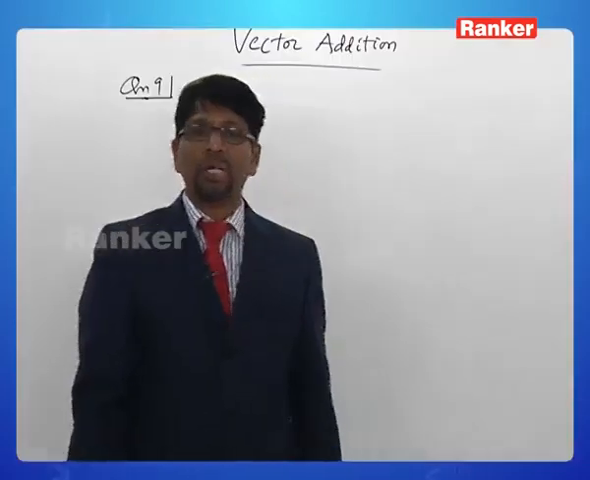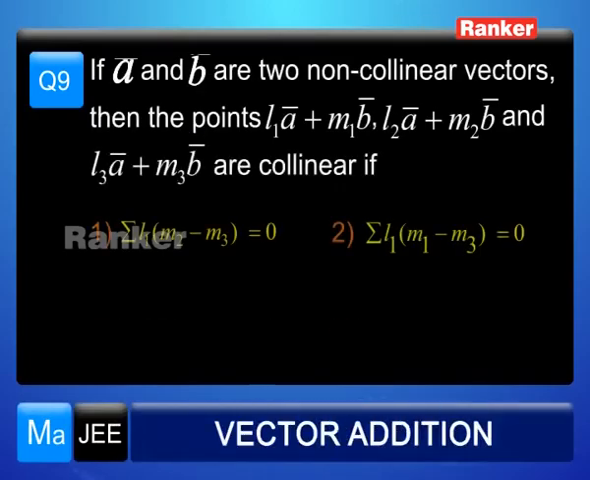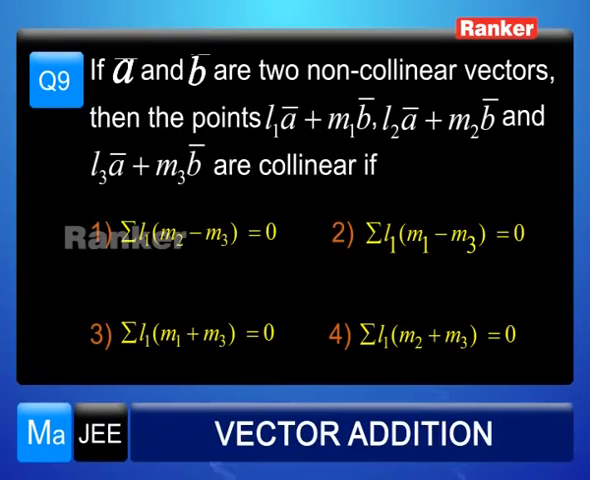If a bar and b bar are two non-collinear vectors, then the points L1 a bar plus M1 b bar, L2 a bar plus M2 b bar and L3 a bar plus M3 b bar are collinear if, first option, sigma of L1 into (M2 minus M3) is equal to 0. Second option, sigma of L1 into (M1 minus M3) is equal to 0. Third option, sigma of L1 into (M1 plus M3) is 0. And fourth option, sigma of L1 into (M2 plus M3) is equal to 0.